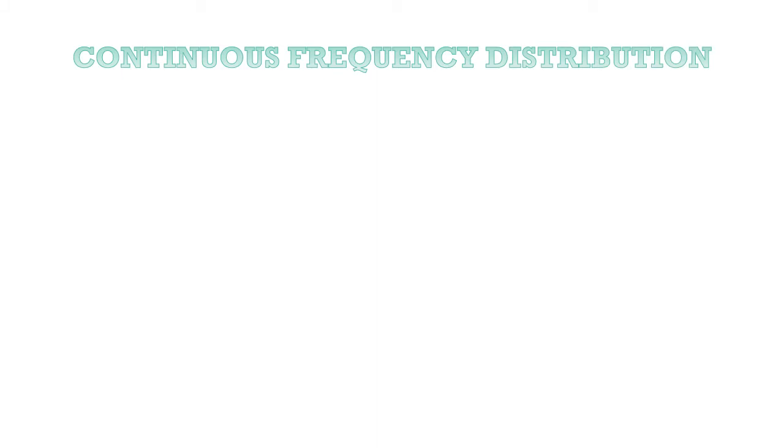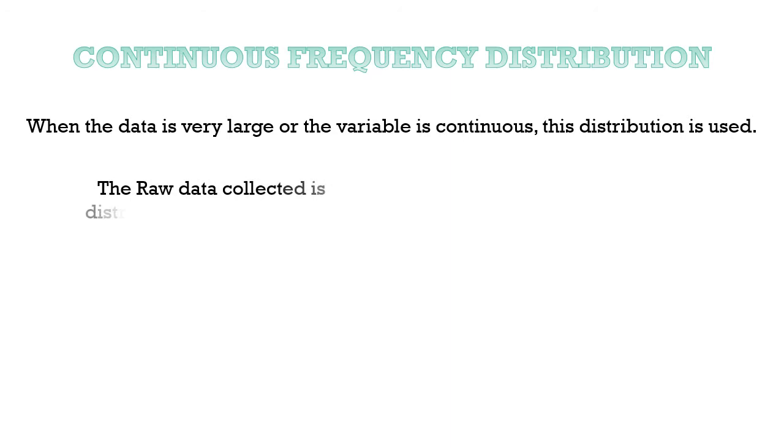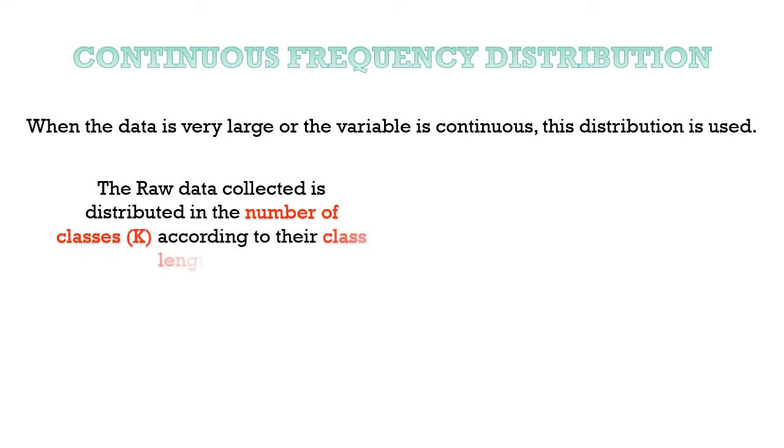Today we are going to discuss the continuous frequency distribution. What is it? When the data is very large or the variable is continuous, we have to make use of this distribution to classify the data. The raw data collected is distributed in the number of classes, that is capital K, according to their class lengths, which is depicted by capital C.